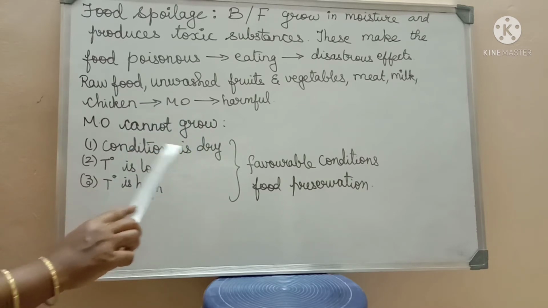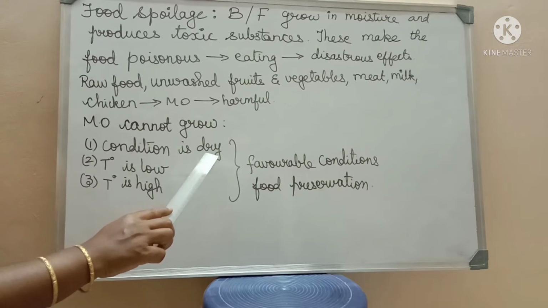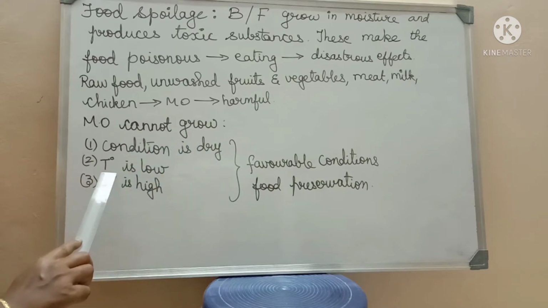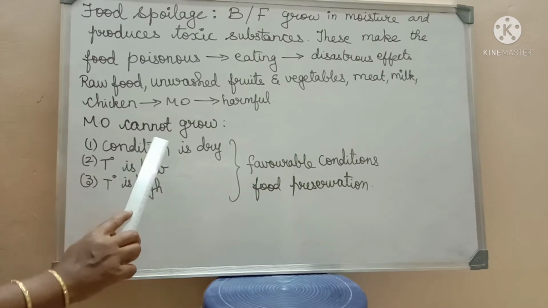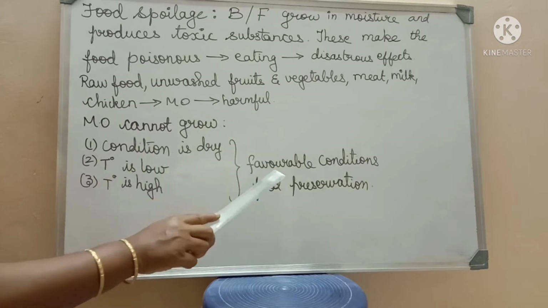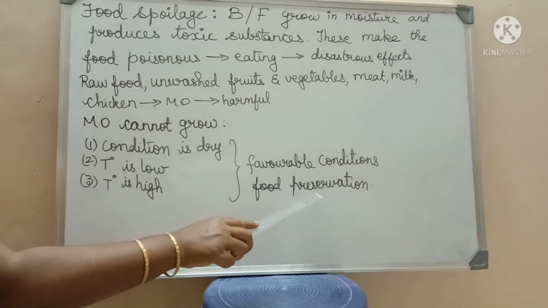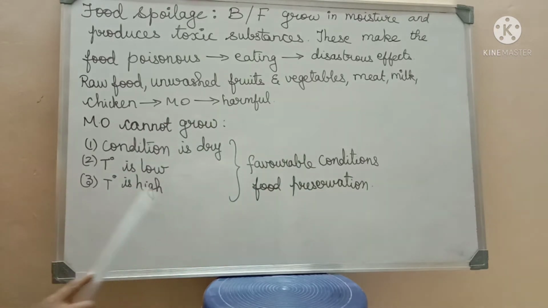By maintaining a dry condition for the foodstuff, or when the temperature is maintained below 0 degrees Celsius, or when the temperature is high. Since these conditions are favorable for food preservation, these methods are adopted for preserving food items. We will see food preservation in detail in the next topic.